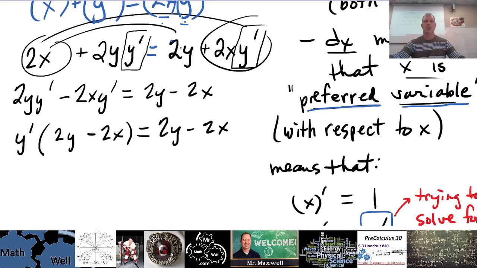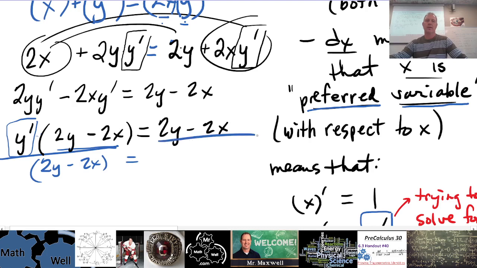All right? So when you get to this point where you have y prime all by itself here, it is multiplied by this expression, or this binomial, so I just divide both sides by this binomial. So y prime equals 2y minus 2x over 2y minus 2, which equals 1?